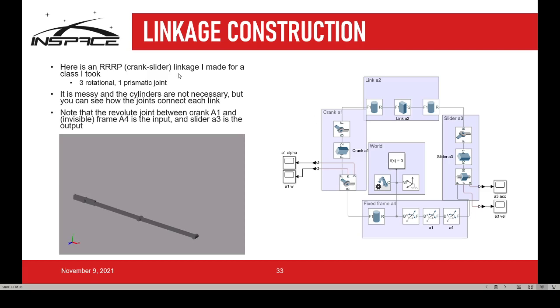I ended up just grabbing and taking a bunch of stuff off of a linkage that I've made for class. It's an RRRP linkage, which is a crank slider. Effectively, you have an input, which is a rotational thing, and your output is a slider. It looks like this. That's what the simulation looks like. When you take dynamics of machinery, your project is usually something like this. It's usually some sort of linkage.